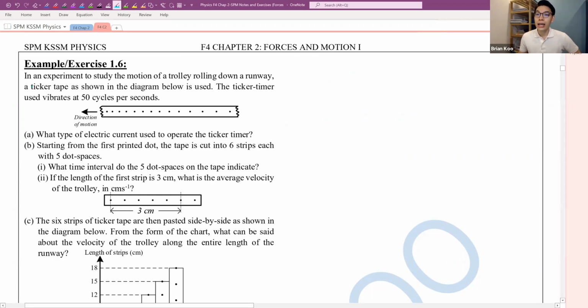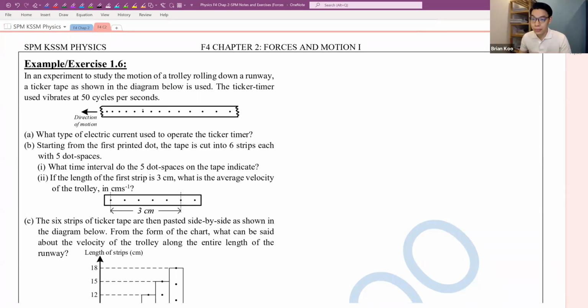While rolling down the runway, a ticker tape as shown in the diagram is used. The ticker timer used vibrates at 50 cycles per second. They can say 50 times per second, 50 cycles per second. Last week we went through this. That means you can think of it as on and off 50 times in 1 second. So that's really fast.